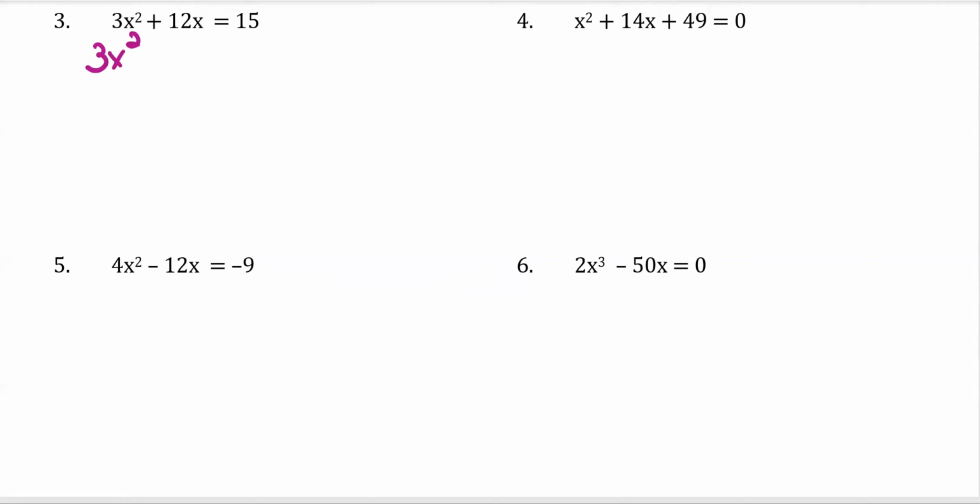Anytime we have a quadratic, we have an x squared. We need it equal to 0 in order to factor. Subtract 15 from both sides. There's a greatest common factor. And I will warn you, if you're using slide and divide and you don't take out the greatest common factor first, you'll notice when you try to multiply your factors back together, they will not be correct. Always have to take out that greatest common factor.